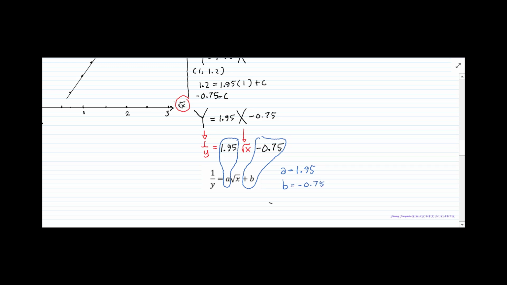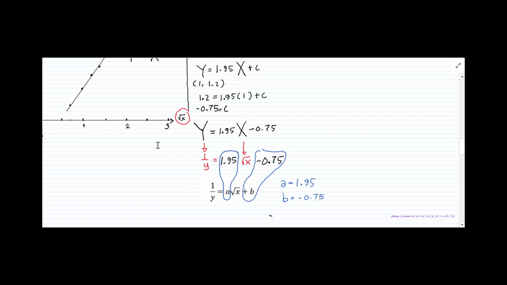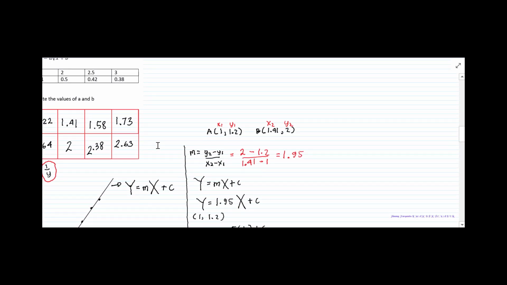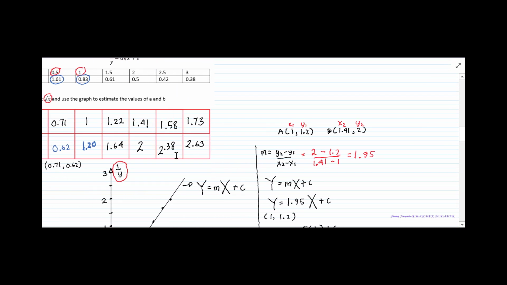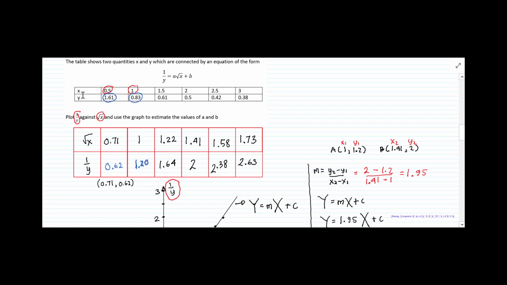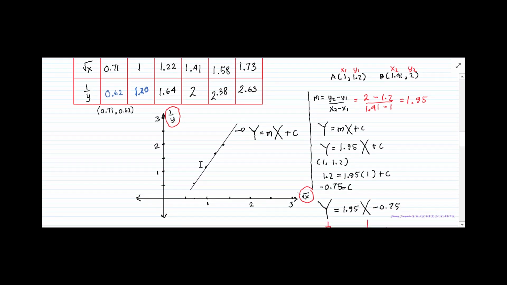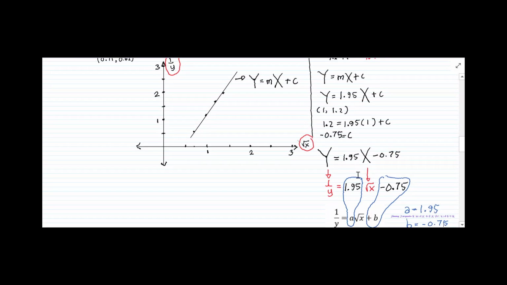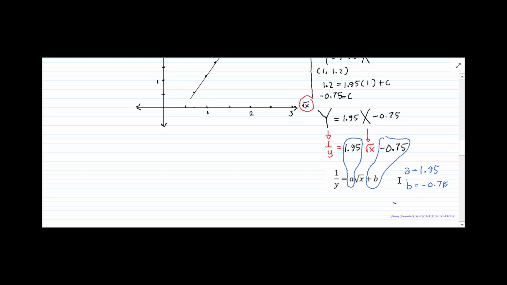That's it. This is how to find a and b if it is asked. I already taught you how to convert the values of x and y that are non-linear into a linear, straight line, then predict the equation and find the values of a and b. Let's look at example 2.